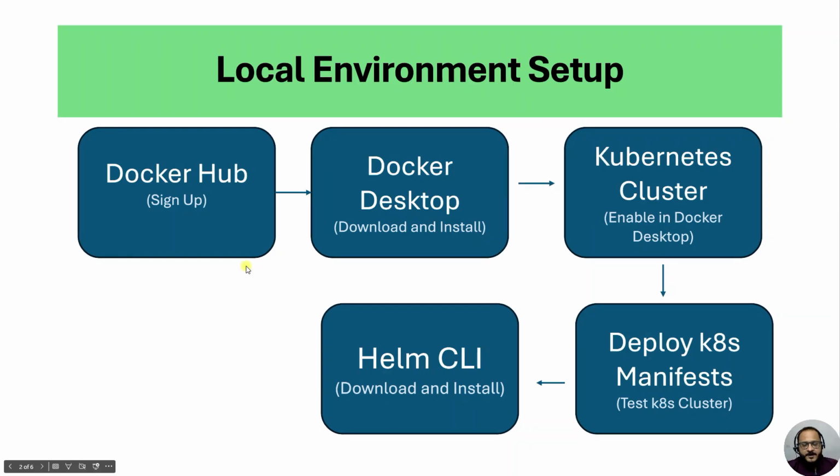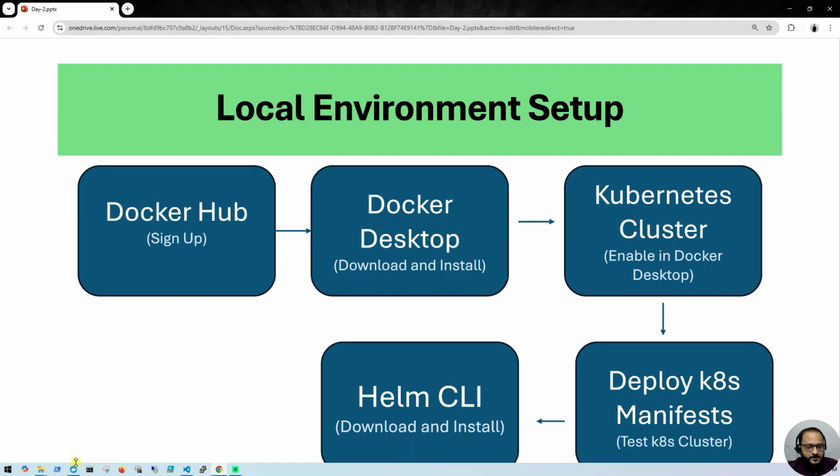So what we are going to do, we are going to create a local environment where we are going to use Docker desktop and we are going to enable Kubernetes cluster on Docker desktop, and then we are going to deploy a simple Kubernetes pod to test if our Kubernetes cluster is working fine or not. After that, we are going to install Helm on our local system basically. So end of the day we will have a working environment where we can install Helm charts.